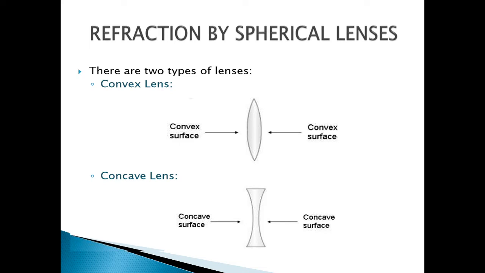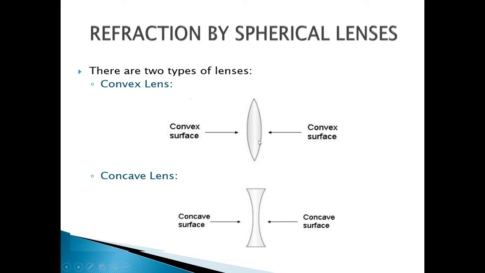Next comes refraction by spherical lenses. When light passes through a transparent medium, when light passes through glass, what happens to the light? Whether it will be reduced or increased, how does it happen when refraction happens in spherical lenses? Spherical lenses are curved lenses. There are two types of lenses. One is called a convex lens and the second is a concave lens.